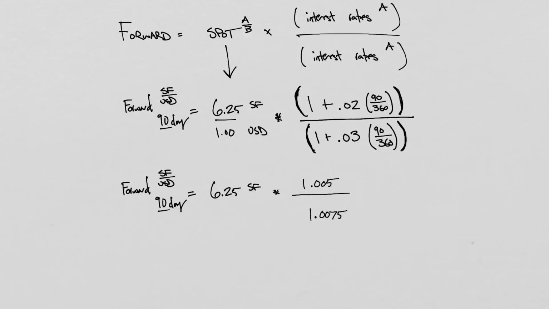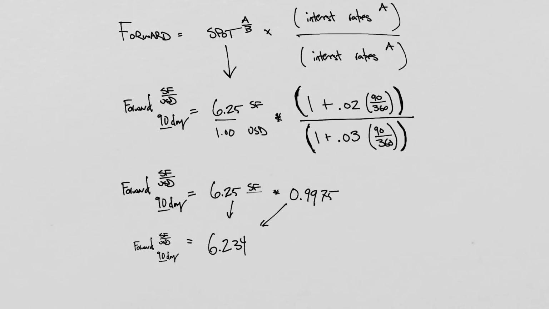The 1.005, the 0.5% divided by the 1.0075 is further simplified to the 0.9975. That's your ultimate interest rate differential. And then multiply it by this spot rate here to get a final figure of 6.234.